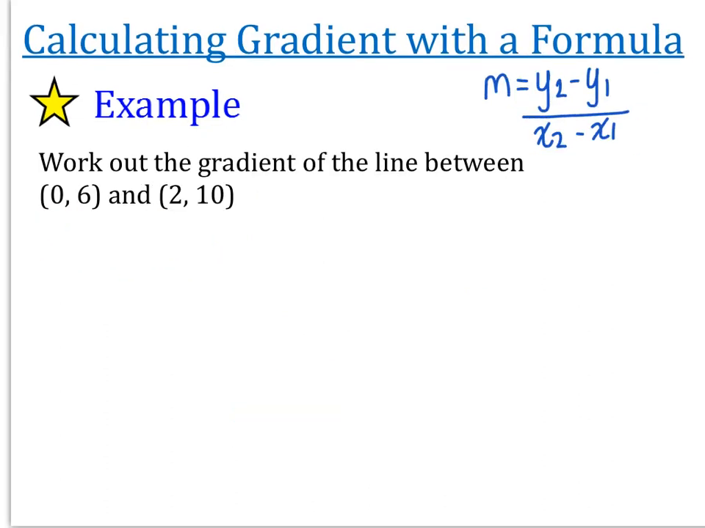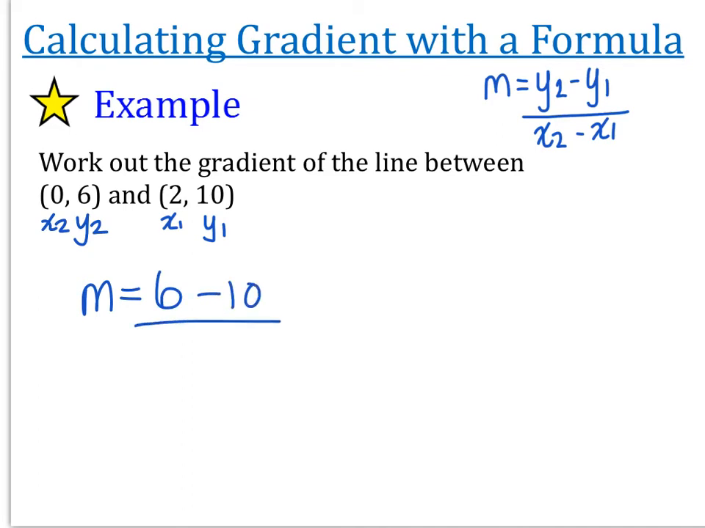All right, similar idea. I'm going to be crazy this time, and I'm going to order them differently. So it says work out the gradient of the line between (0, 6) and (2, 10). So I'm going to call this point over here x1 and y1, and this point x2 and y2. And like I said already, this just becomes a substitution problem. So m is equal to y2, which is 6, minus y1, which is 10, divided by x2, which is 0, minus x1, which is 2. So that gives us minus 4 divided by minus 2, which is 2.